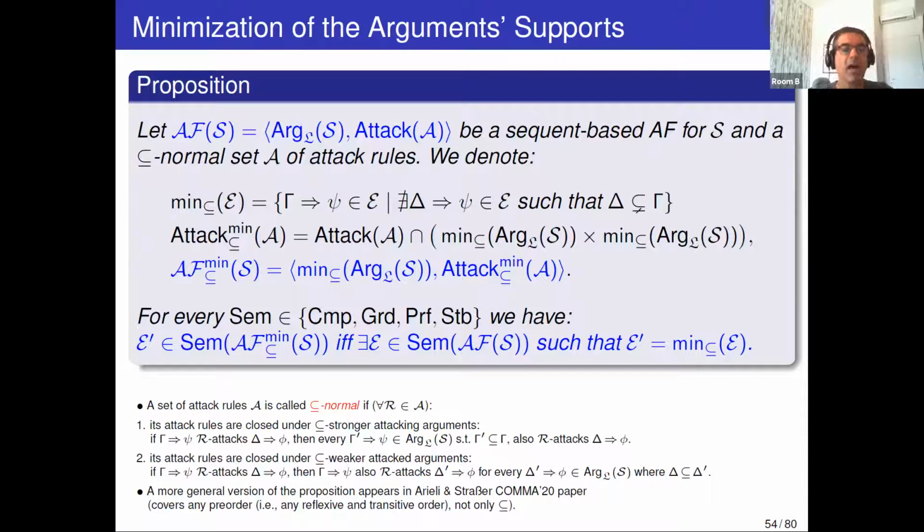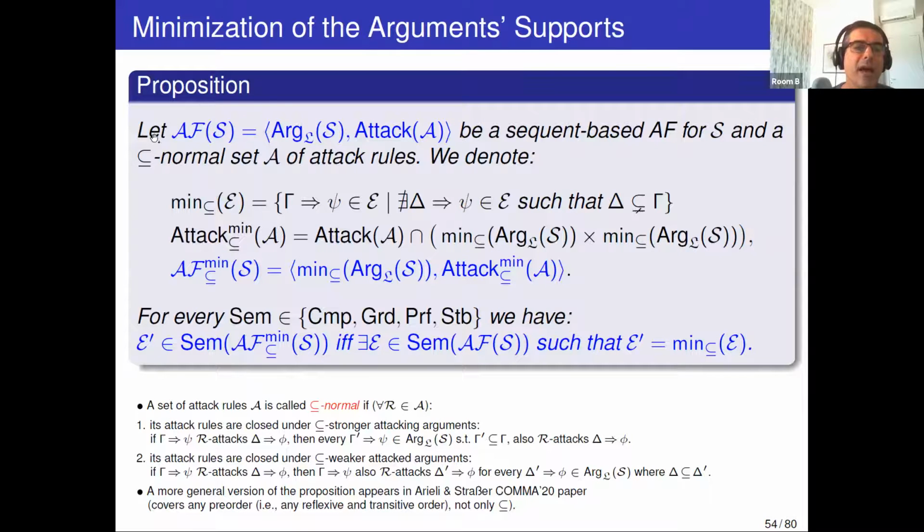Now, concerning minimality, we have a similar result. So again, suppose that we have an argumentation framework consisting of general sequences without the minimality requirements, and normal attack rules. Normality basically means very natural conditions that are satisfied by all the support-based attack rules that I've described previously. Normality means that the attack rules are closed under stronger attacking arguments, and they are closed under weaker attacked arguments. So if the attacked argument is weakened, the attack still holds.